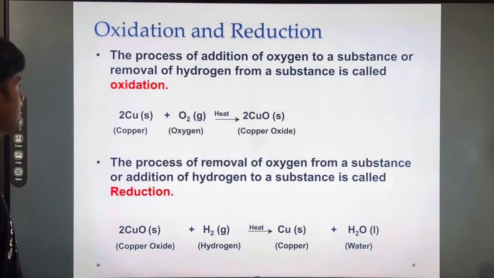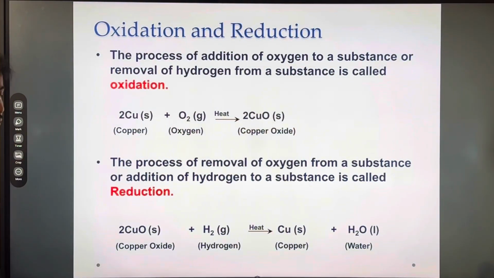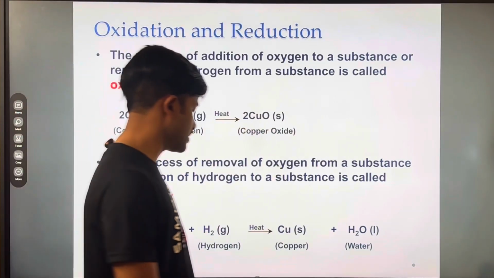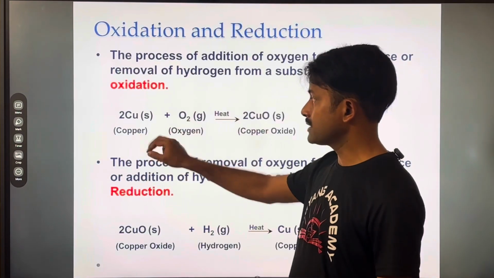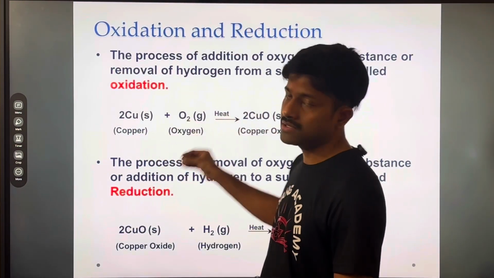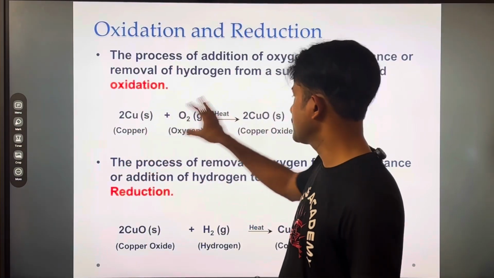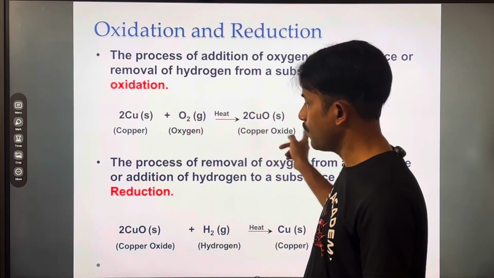It is oxidation and reduction reaction. The process of addition of oxygen to a substance or removal of hydrogen from a substance is called oxidation reaction. Oxidation reaction means addition of oxygen or removal of hydrogen. Now you see in this example, the copper is oxidized, means we are heating the copper in presence of oxygen. This copper color changes to black color due to formation of copper oxide, CuO, right?